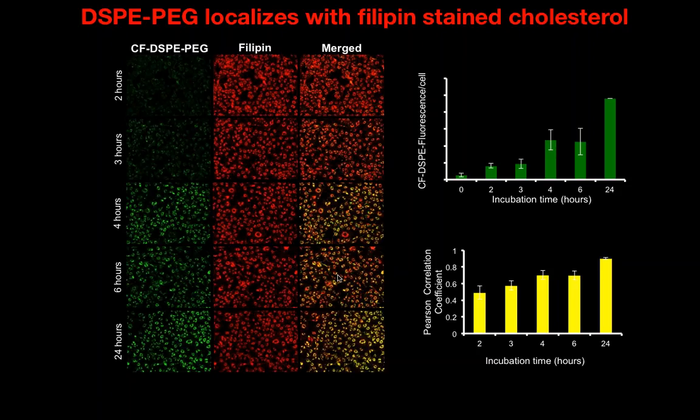We think that because of this direct interaction of DSPE-PEG in the lysosomes, that might cause solubilization or formation of some sort of liposome within these structures that causes efflux of cholesterol.